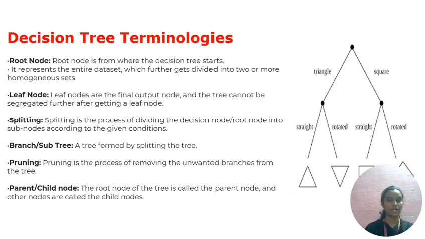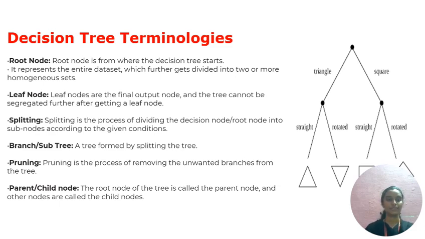The root node. Root node is where the decision tree starts. It represents the entire dataset, which further gets divided into two or more homogeneous sets. In this given tree, this starting node is known as the root node, where the decision of the tree starts from, and it gets divided into many subtrees which depend on the given input.